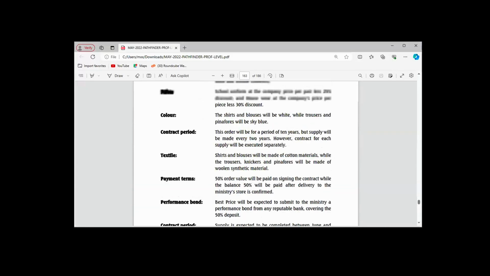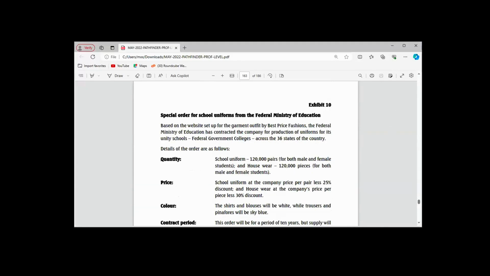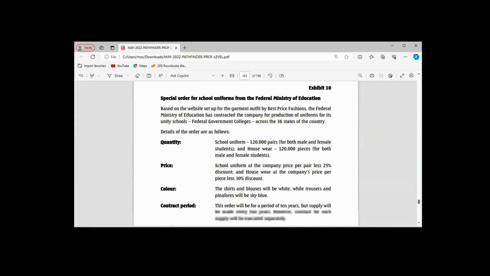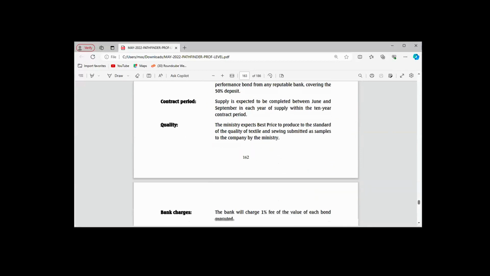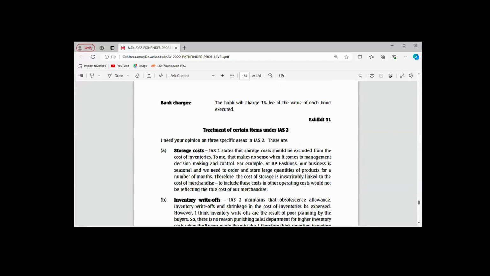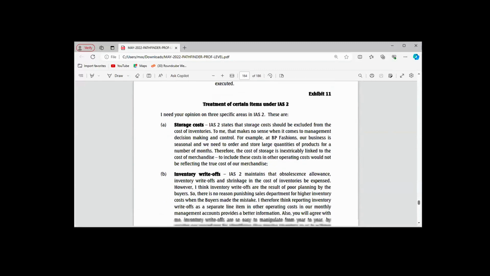So let's go to November. Let's start with May 2022. Let me share the question on the platform. When you have a case study before you to attempt, I usually tell students to go straight to the requirement.